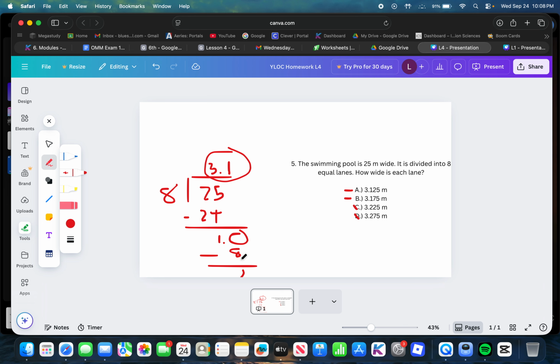Anyways, 10 minus 8, that's 2. And then we bring down another 0. So this is 20 down here. You can't see it. And how many times could 8 go into 20? Total of 2 times. Because 8 times 2 is 16, 8 times 3 is 24. That's too high. So it should be around 3.12. Here, 3.12, perfect answer. The other one's 3.7. Just not even close. So number 5 should be A.